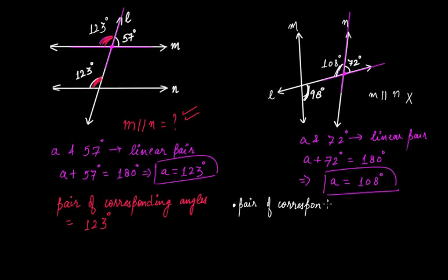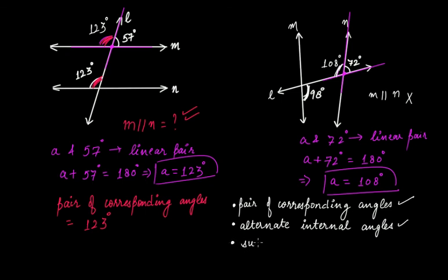Now, those of you who don't know about this theoretical portion, please check my previous videos. We have discussed these things in depth and in detail. Pairs of corresponding angles should be equal. And the next point you have to check is alternate interior angles. Alternate interior angles should be equal.